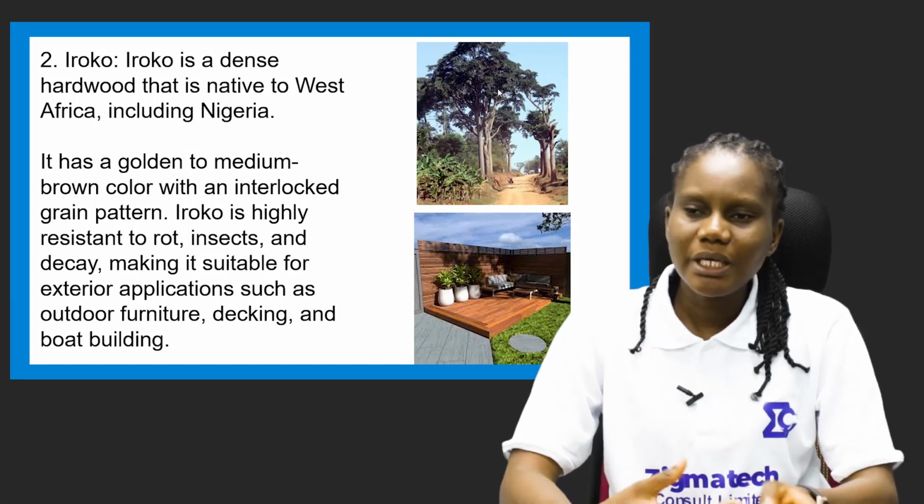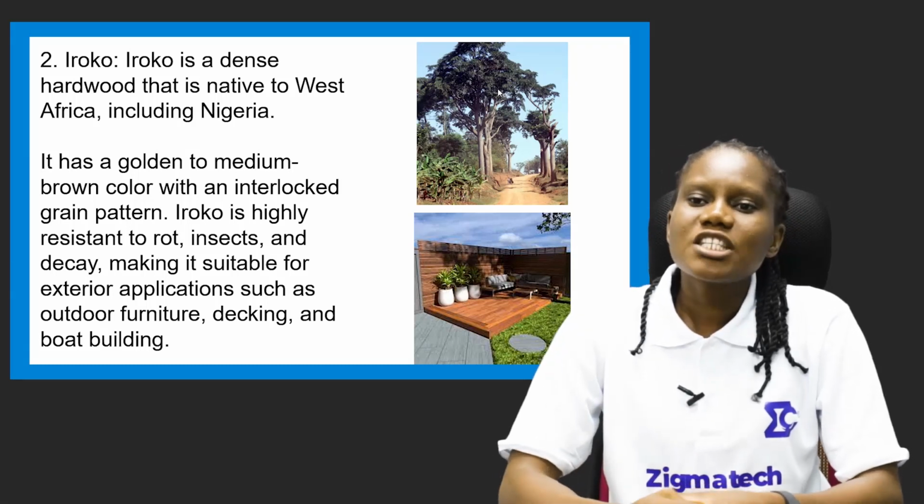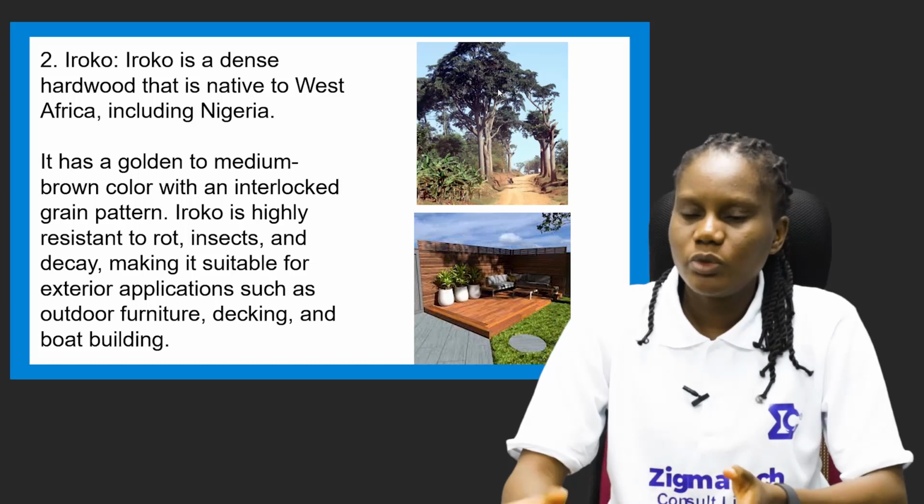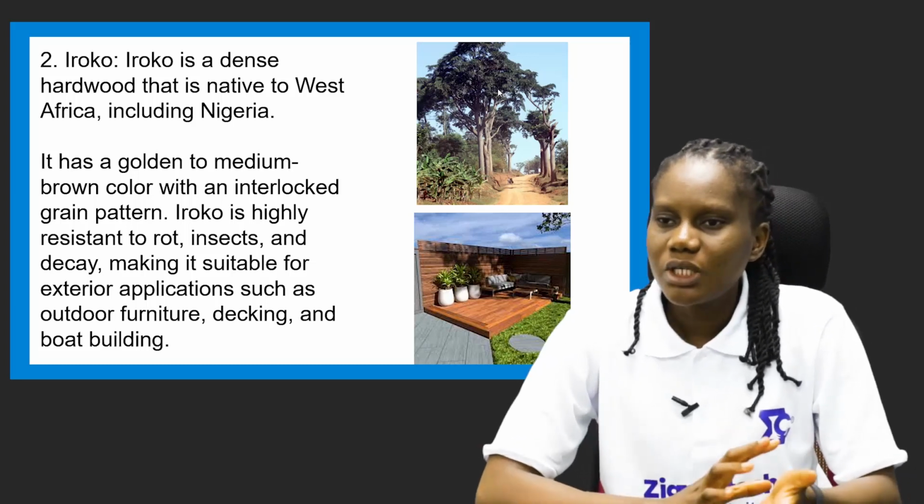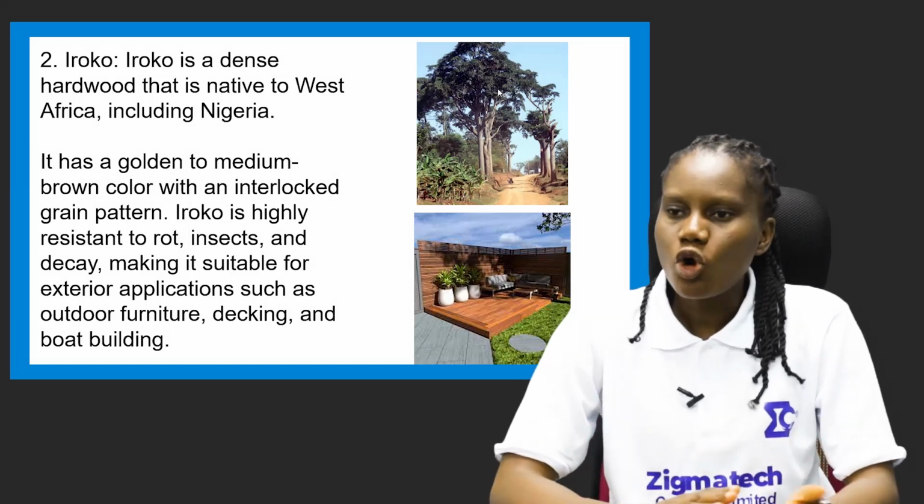So what are the properties that make it durable? Number one, it has a golden to medium brown color. If you look at the second picture there, you can see a floor covered with wood.